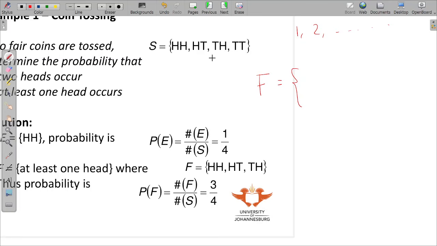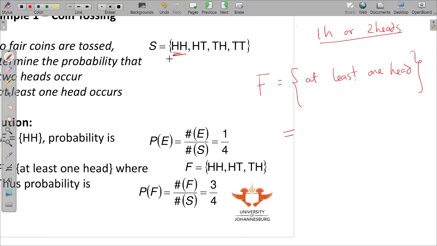But in this case, the highest number of heads we have is 2. So when we say at least 1 head, we mean 1 head or 2 heads. Let me put it that way. We mean 1 head or 2 heads when we say at least 1 head. So let's count. Event F should be at least 1 head.